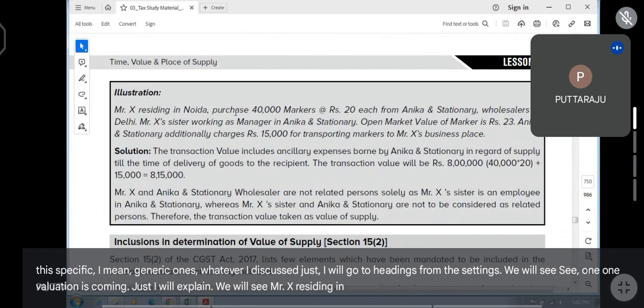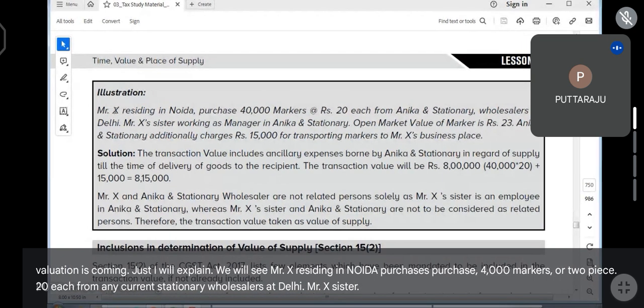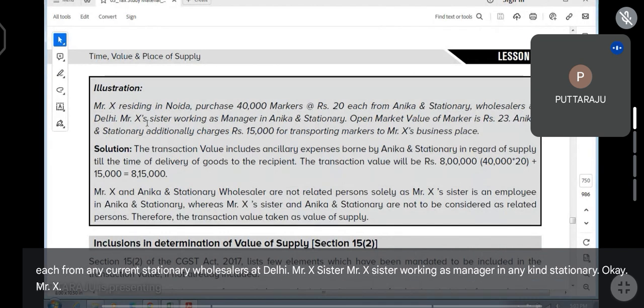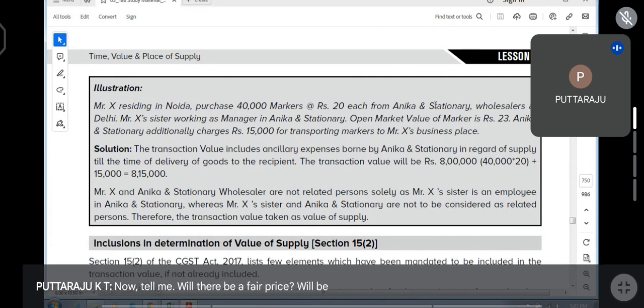Mr. X, residing in Noida, purchases 4,000 markers at rupees 20 each from Anika Stationery wholesalers at Delhi. Mr. X's sister is working as manager in Anika Stationery. Okay, Mr. X, his sister is working in Anika. Now tell me, will a fair price be charged to Mr. X?